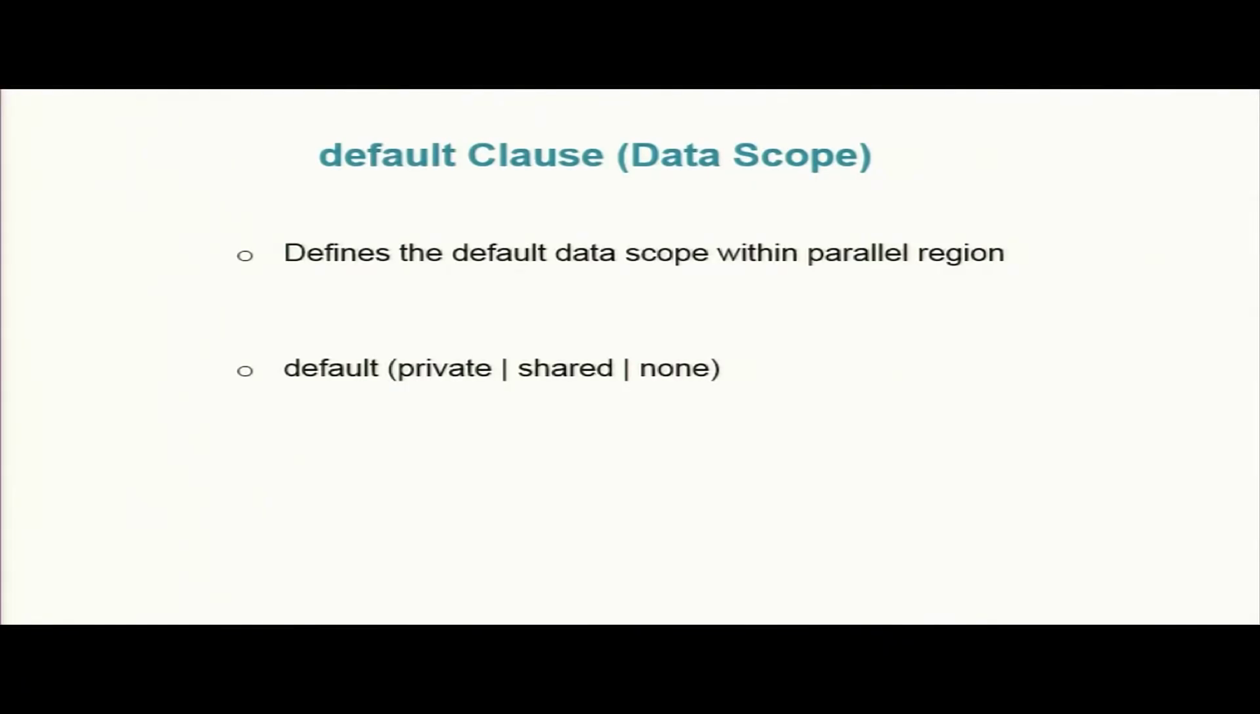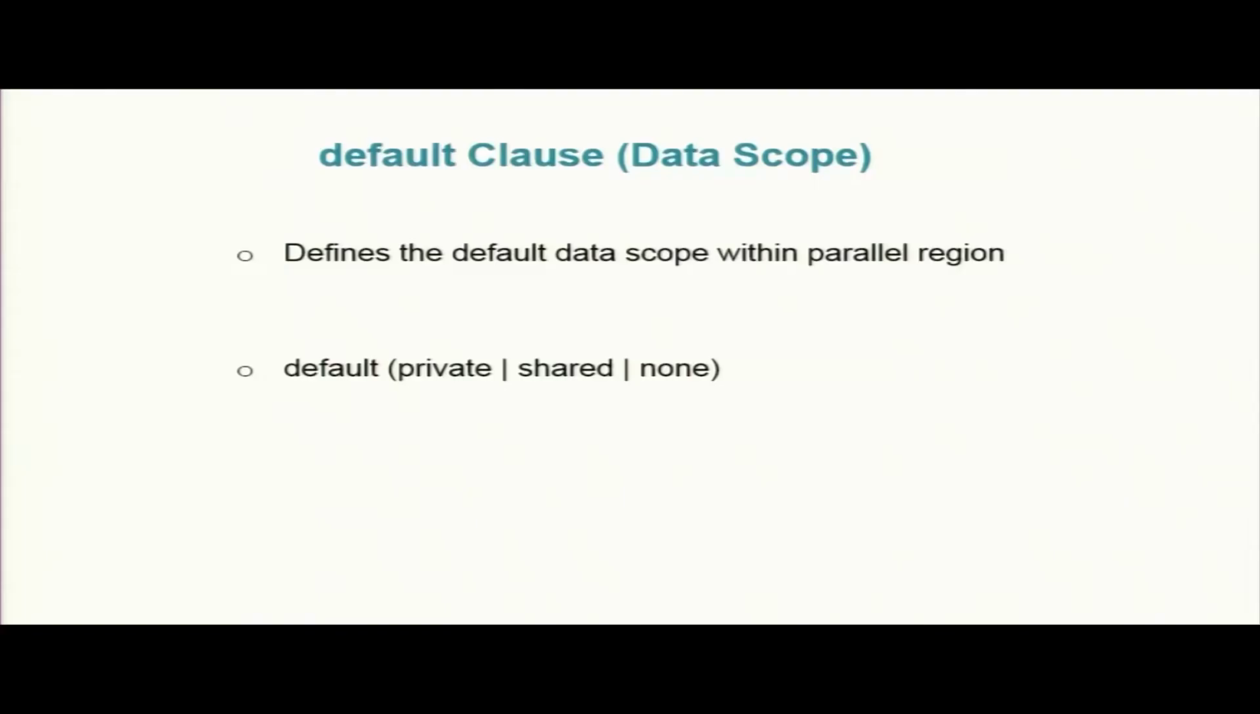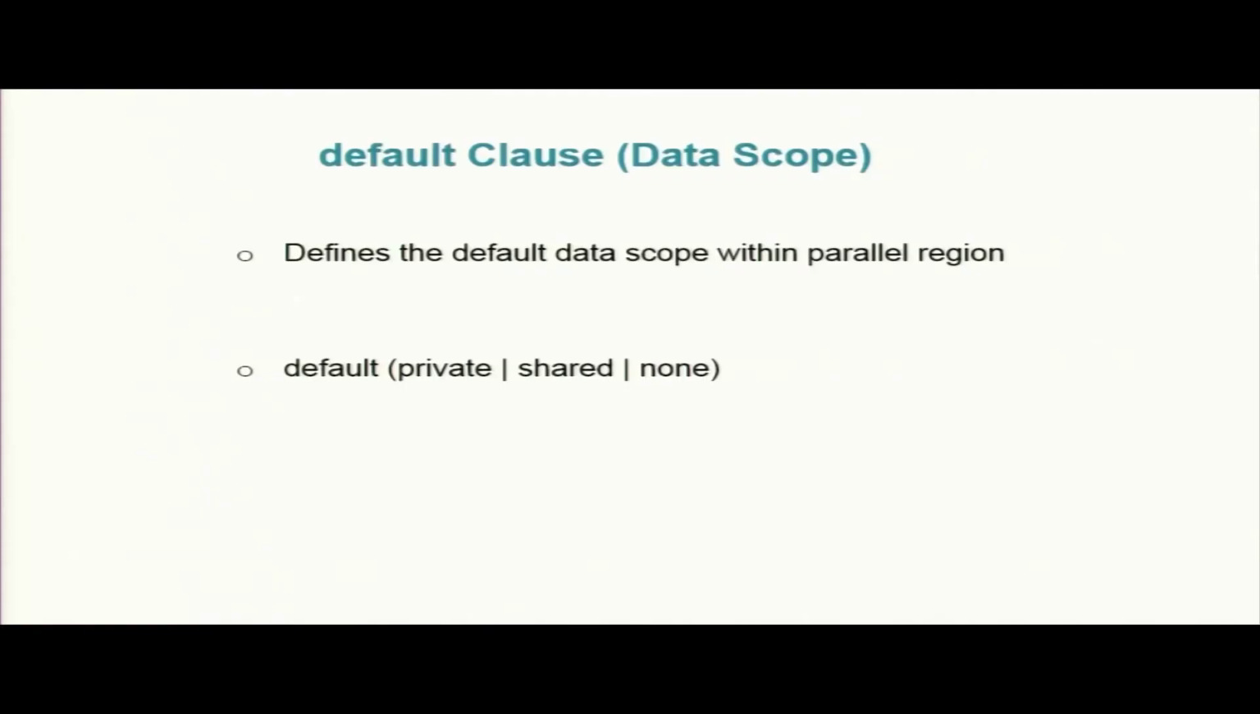So we can set default data scope also. Whatever we choose, like if we choose private, by default all variables present inside the parallel region will be treated as private. We can have them as shared, or we can have none. That means there is no default scope. We have to explicitly define the scope for each and every variable. This is the safest way. If we don't give any storage attribute, what is it? It's shared.